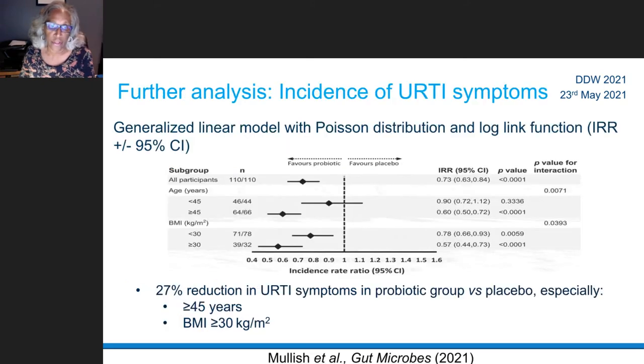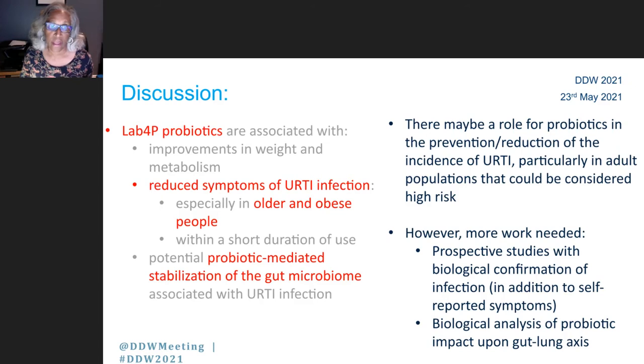The results shown here demonstrated that there was a 27% reduction in upper respiratory tract symptoms in the probiotic versus the placebo group, especially in those over the age of 45 and with a BMI greater than 30. So in summary, the Lab4P probiotics are associated with improvements in weight and metabolism, reduced symptoms of upper respiratory infection, especially those that are older or obese, and this occurs within a short duration of use.